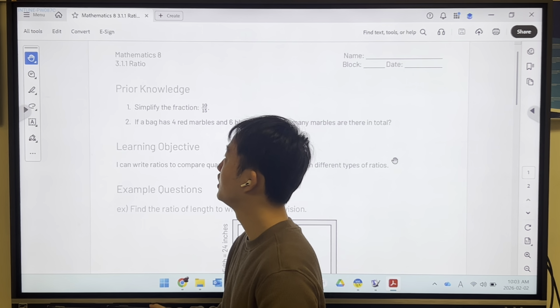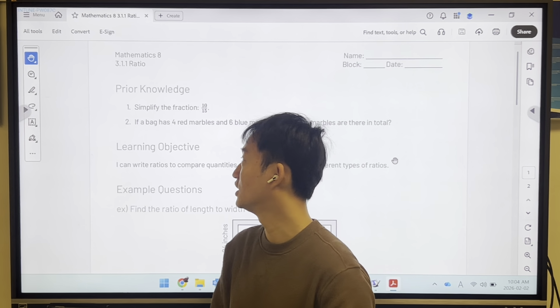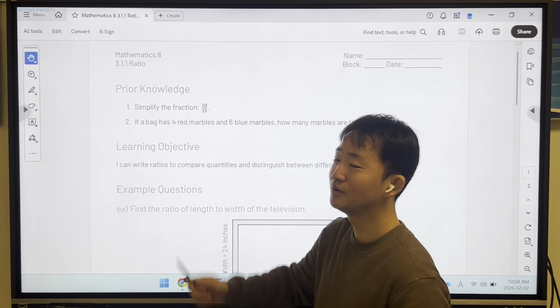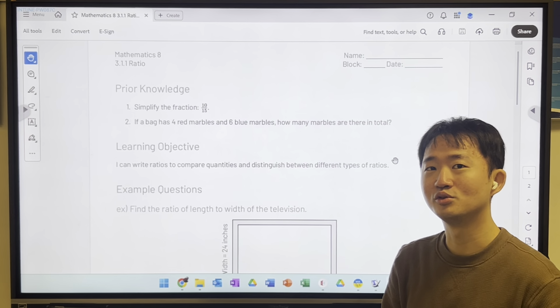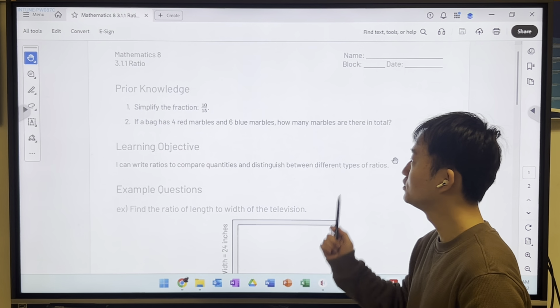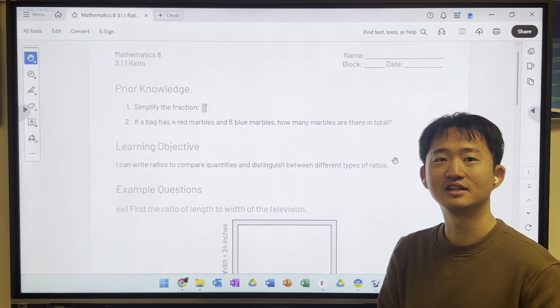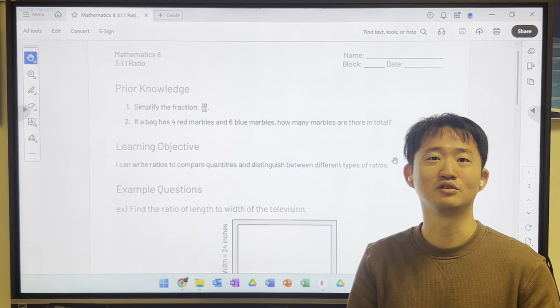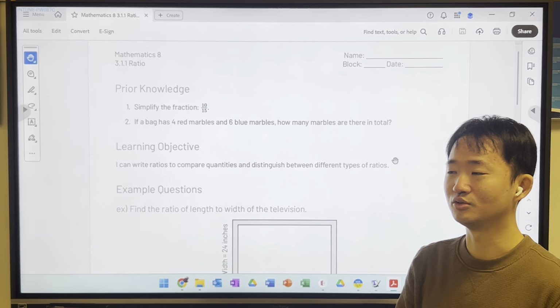Today we're going to talk about the topic of ratio. Before we start, we must know some prior knowledge, such as you should know how to simplify a fraction, reduce the fraction. Also, you should be able to read a sentence, a situation given, and need to understand what's going on in that situation.